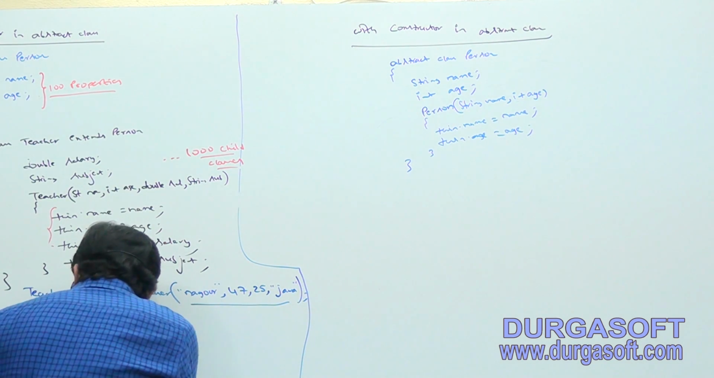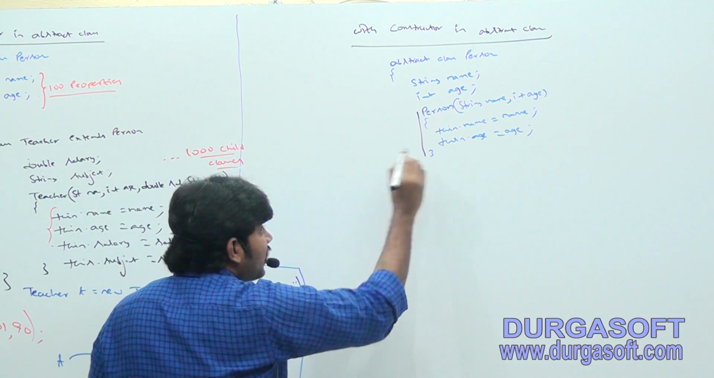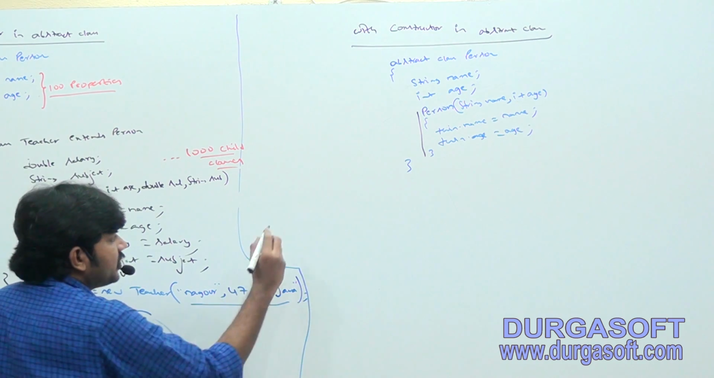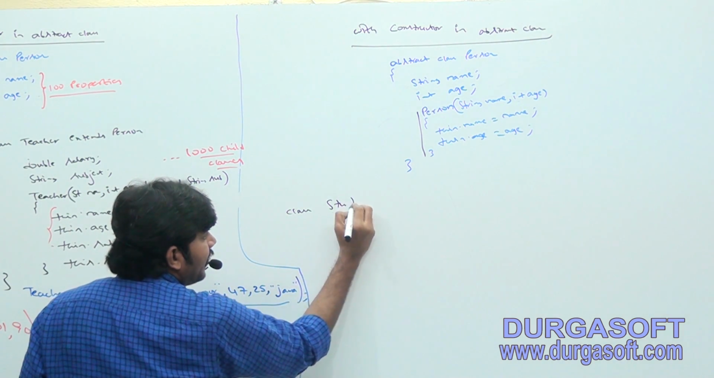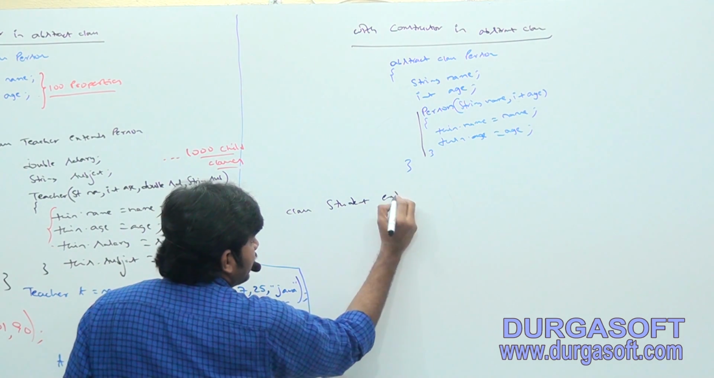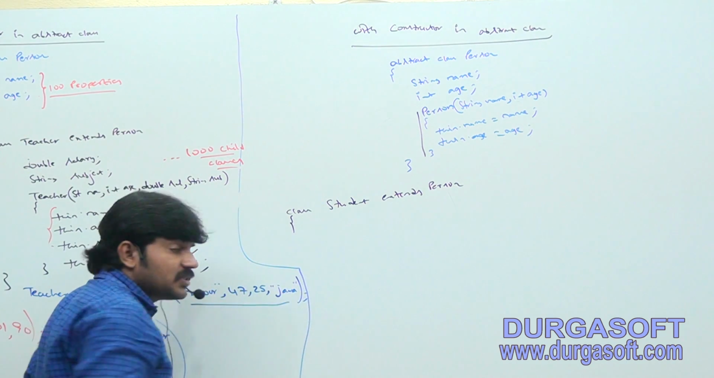Now what is the advantage of taking this constructor inside the abstract class? What is the advantage? I will explain. Here, see this one. What is the first class, sir? Class Student extends Person.